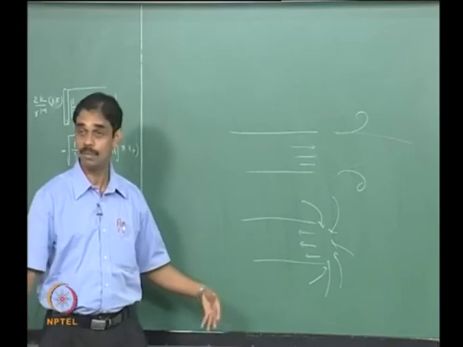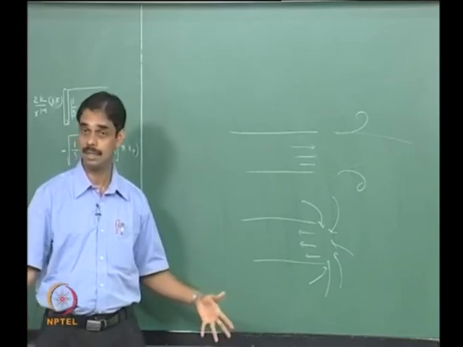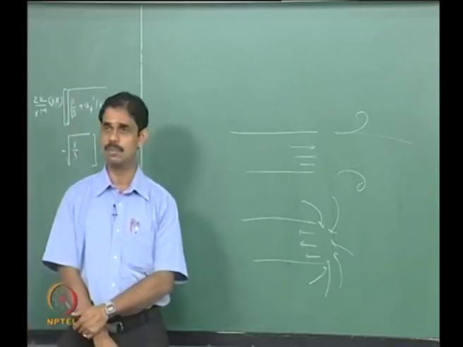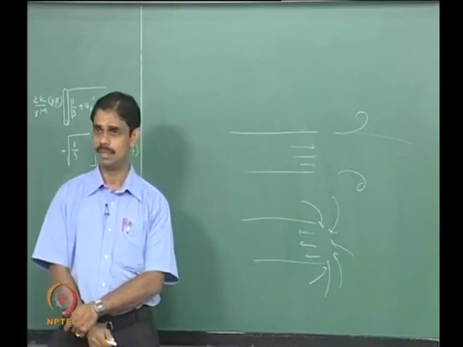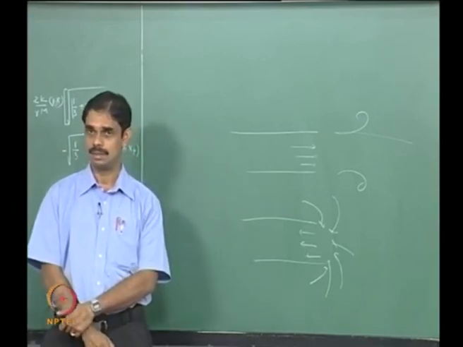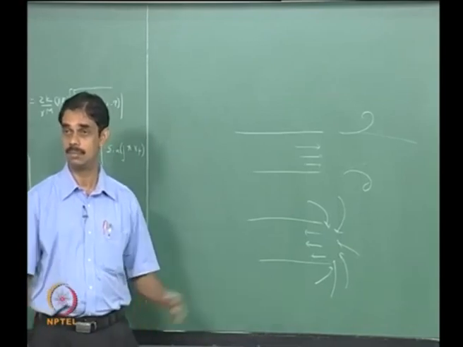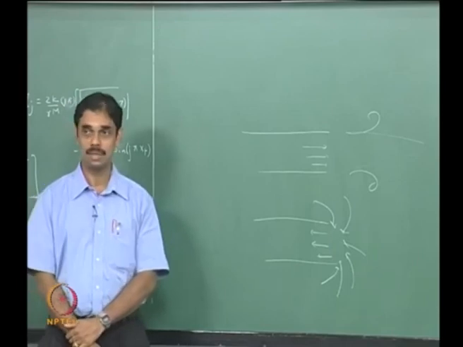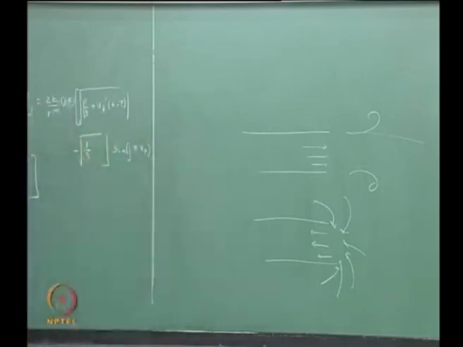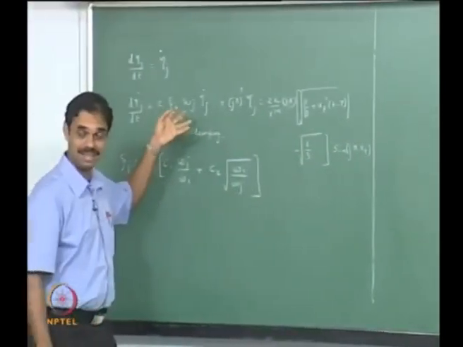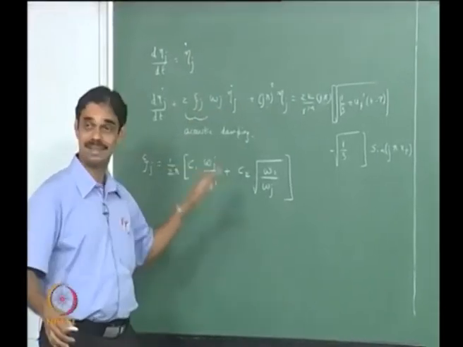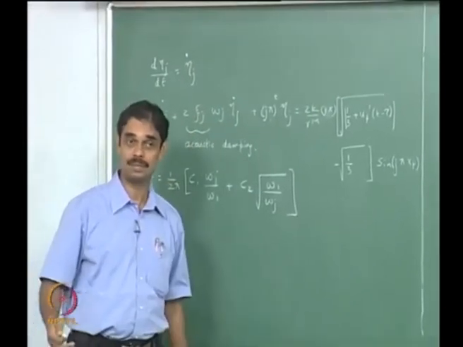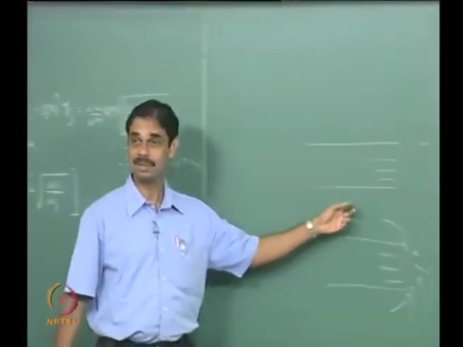So you can have losses and nonlinearity, and people who have studied musical instruments have modeled the losses due to this kind of vortex shedding. There are a lot of complications associated with this term, and it need not be linear also, but we'll just leave it here, okay. Any other question?